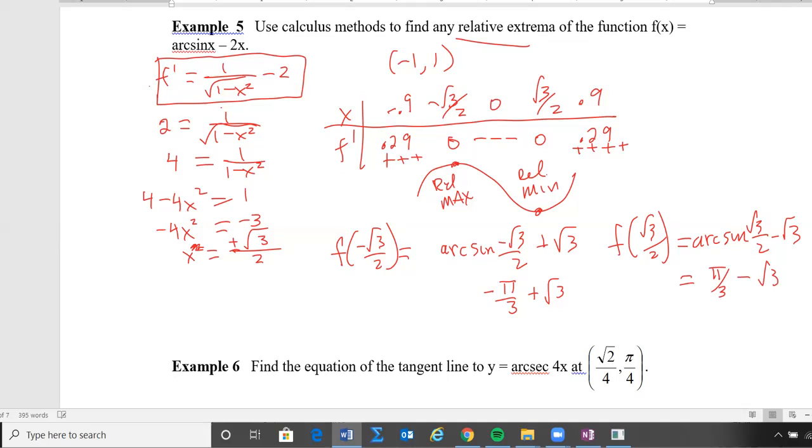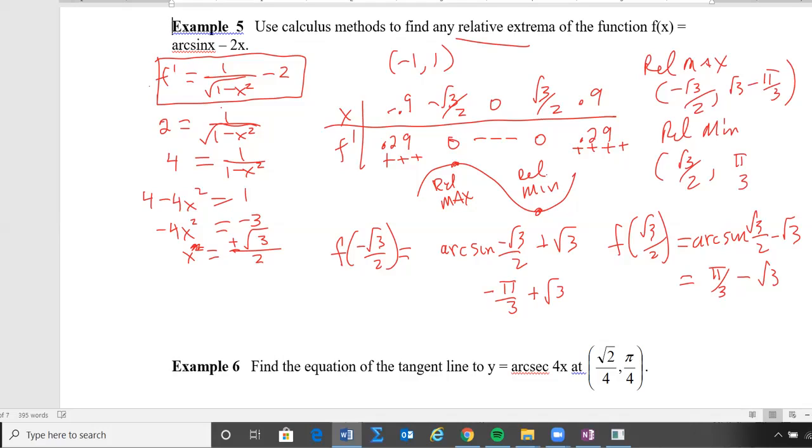We may not have been able to notice this at the time, but this is an odd function. We could have verified that, but we didn't take the time to do that. In any case, we've got our two numbers here. The relative max occurs at minus root 3 over 2, and would be root 3 minus pi over 3, and a relative minimum occurring at root 3 over 2 with pi over 3 minus root 3.